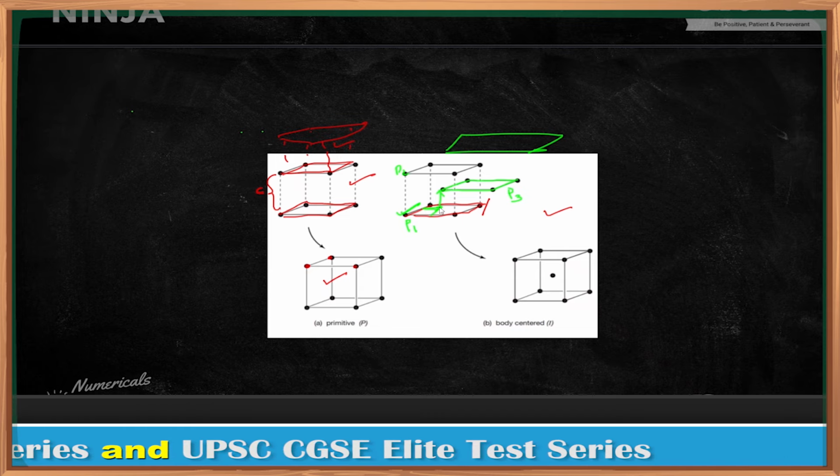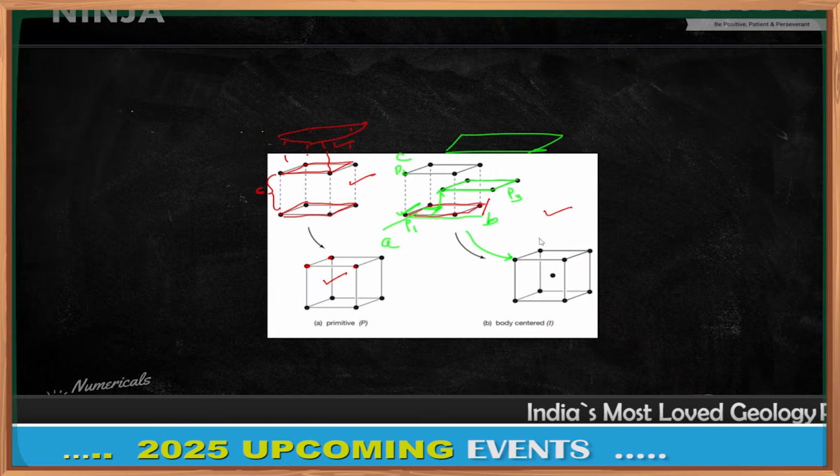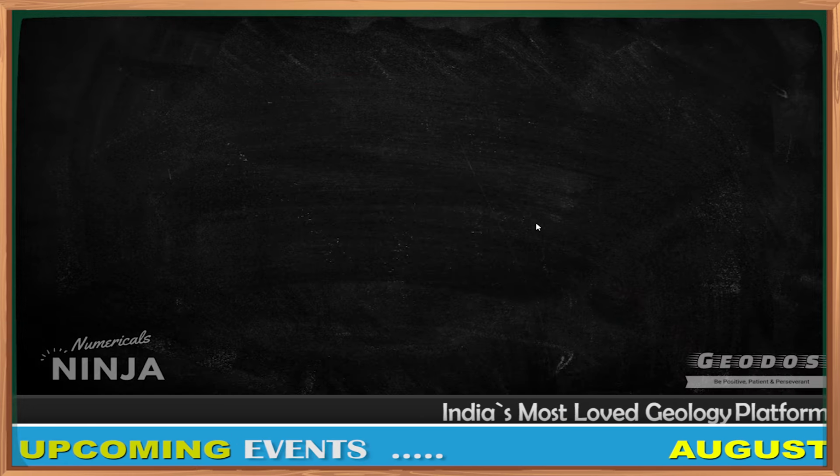Just remember this a little for the introduction. This is your A, this is your B and this is your C. So half A back, half B right, half C up. In this way the body centered is going to be formed. This is your final result.